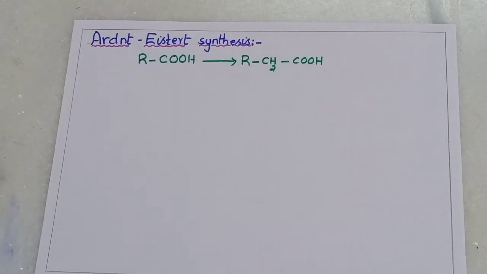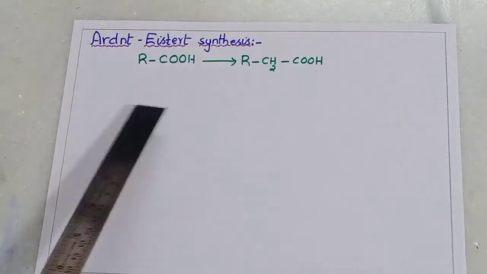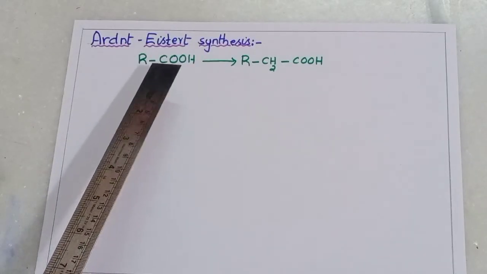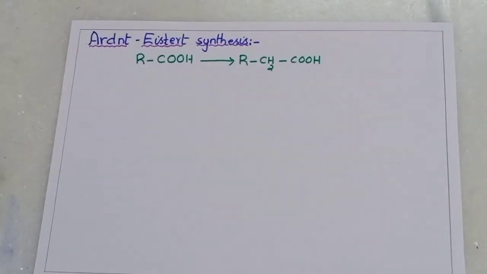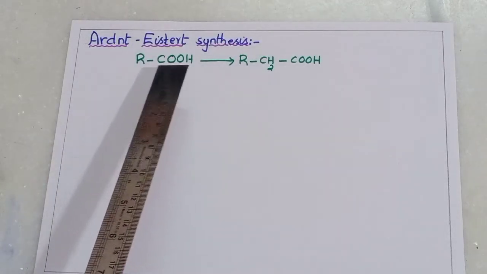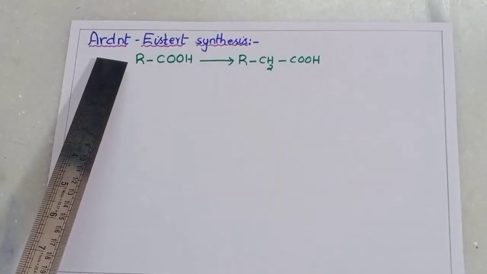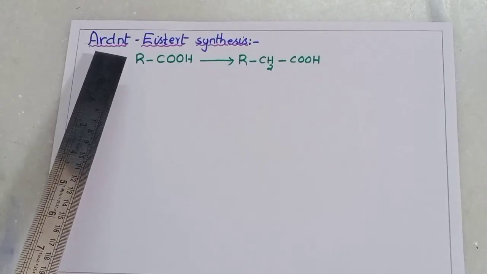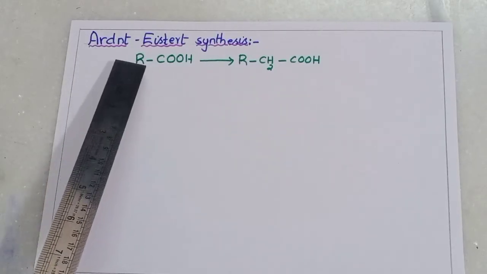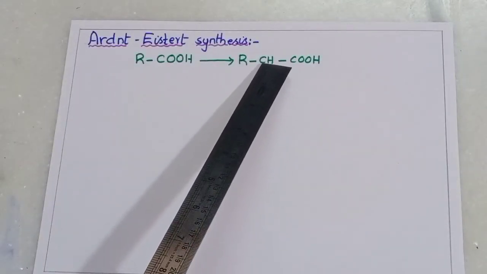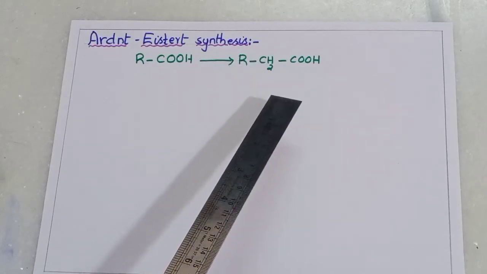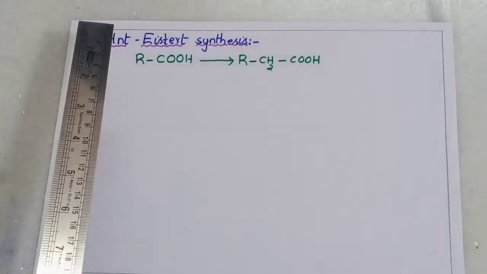What is the meaning of next higher homologue? In the reaction which I have given you, RCOOH is converted into RCH2COOH. On the left side we have one carbon here and another carbon here. For example, let us assume that it has two carbons. When it is converted into this product, we can see one more carbon here.